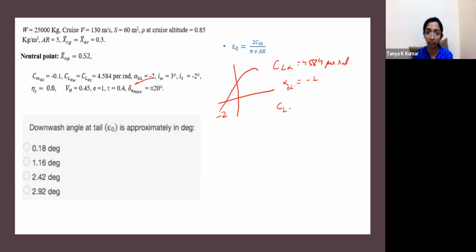Can someone tell me what is CL naught now? CL naught of the wing. We have this point. We need to find out this. This is CL naught, right? That is CL naught. Does everybody agree that the point that I've marked is CL naught? Is that correct? Yes. Okay. So how do you find out CL naught?